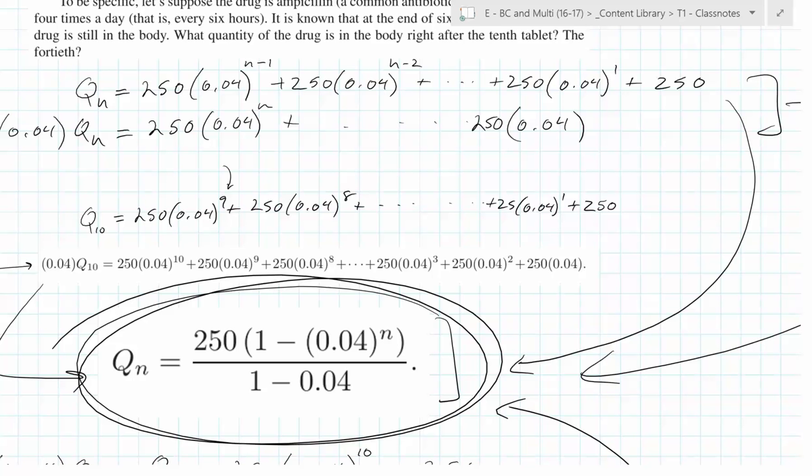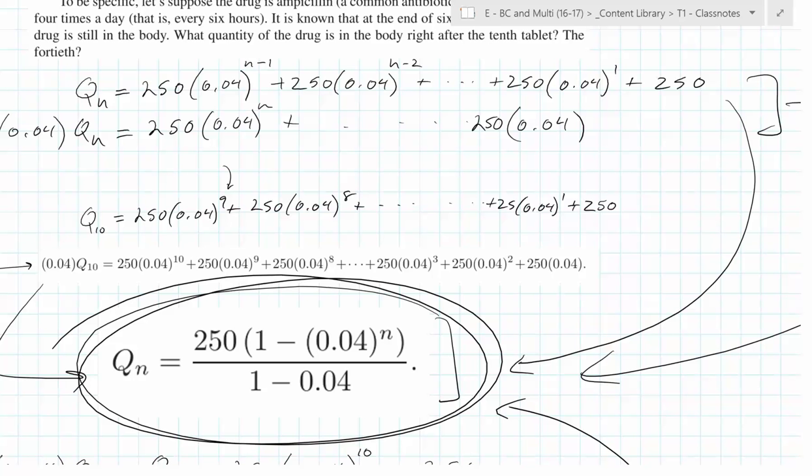Okay, so if we want to know the amount of drug after 10 dosages, what do you plug in for n? 10. So I plugged in 10 to the first one. You can ignore this for now, but I plugged 10 into the first one. So Q10 is 250 times 0.04 to the 9, 8, all the way down to 250.